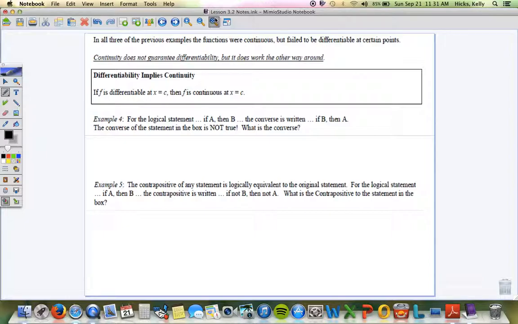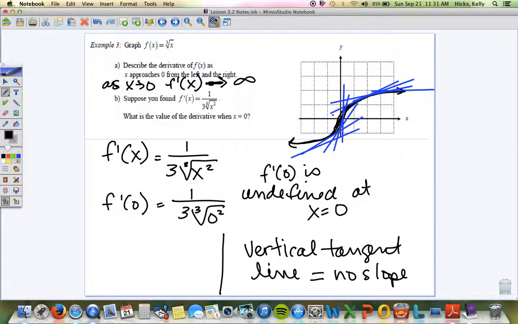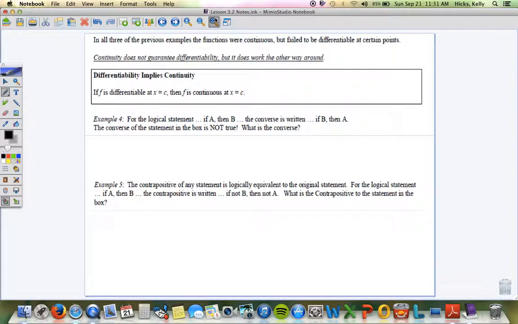So those were all three continuous at those places, weren't they? Remember the corner, that was continuous. The cusp, it wasn't very pretty, but it was continuous. And the vertical tangent line, the graph with the vertical tangent line right here, that is a perfectly continuous function, but is it a 100% differentiable function? No, it is not. So what we need to get at here is this statement right here.